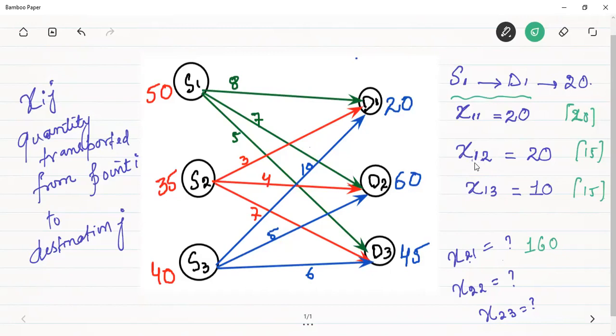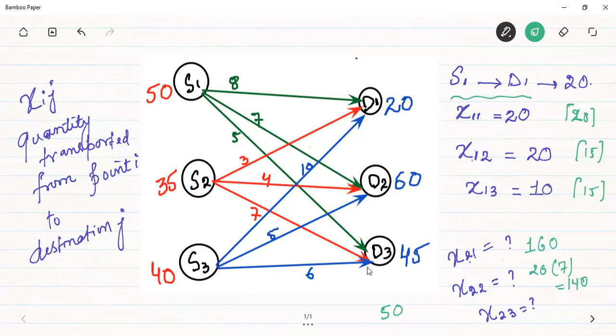Similarly, the cost of transporting 20 units from source 1 to destination 2 will be 20 multiplied by 7, where 7 is the per unit cost of transporting from 1 to 2. Therefore, it will be equal to 140. Similarly, transporting from source 1 to destination 3, the cost is ₹5 and we are transporting 10 units, so the total cost will be ₹50. Similarly, there will be costs for transporting from 2 to 1, 2 to 2, 2 to 3, and from 3 to 1, 3 to 2, 3 to 3. For different combinations of these X11, X12, X21 and so on, we will have so many combinations.